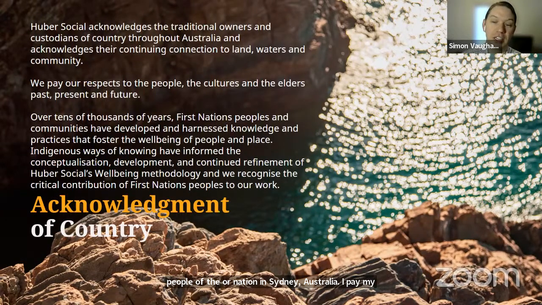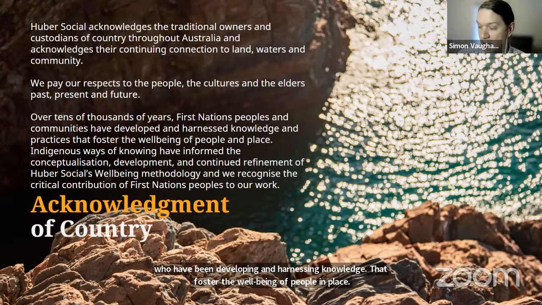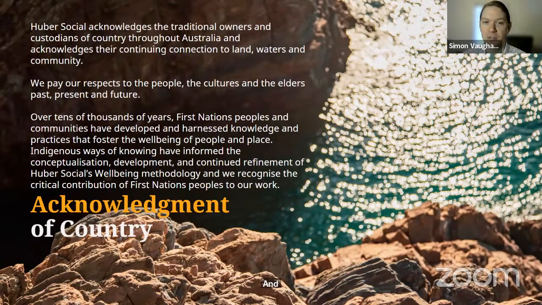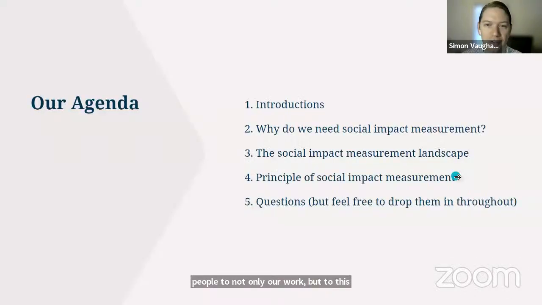But at Huber, we also acknowledge that our framework for measuring social impact is based around the idea of well-being, and we think it's kind of silly to talk about well-being without talking about the thousands of years of knowledge that come before us from First Nations people who have been developing and harnessing knowledge that foster the well-being of people in place. We like to acknowledge how much Indigenous thinking has informed the conceptualization, development, and refinement of our well-being methodology, and recognize the critical contribution of First Nations people to not only our work, but to this field in general. So it's really important for us.